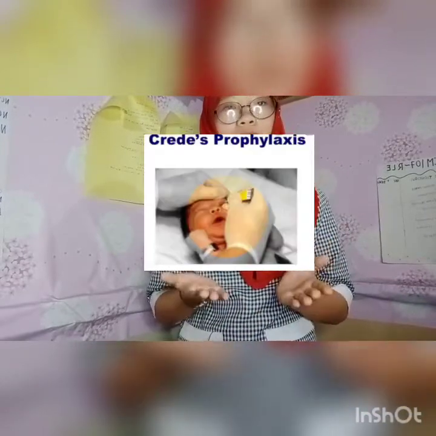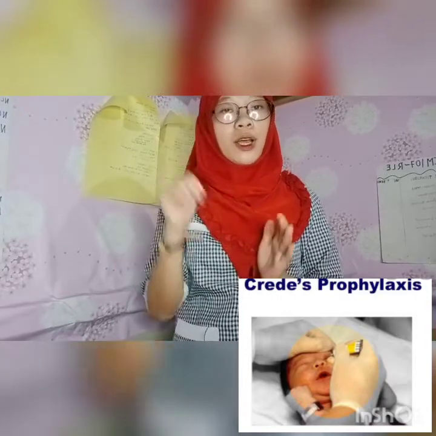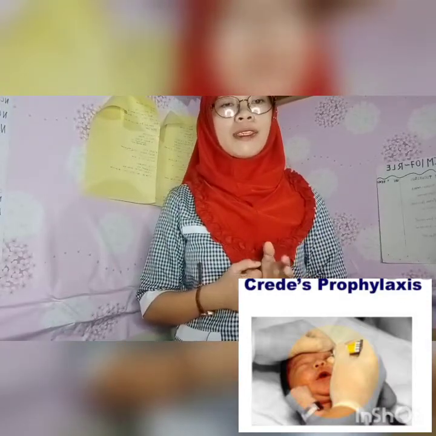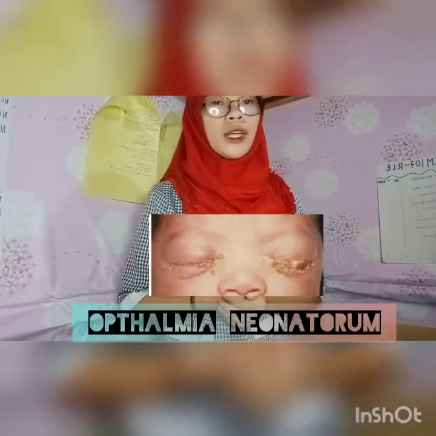So, the last one to administer to the baby is called Crede's prophylaxis. This is administered to the baby to prevent the newborn's eye from ophthalmia neonatorum. Ophthalmia neonatorum is the acute purulent conjunctivitis of the newborn, usually due to gonorrhea infection. So it is applied from the inner canthus to the outer canthus.